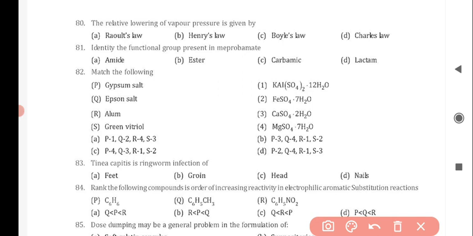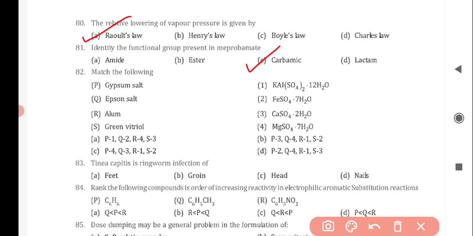Next question is, the relative lowering of vapor pressure is given by, and the correct answer is option A, Raoult's law. Next question is, identify the functional group present in meprobamate, and the correct answer is option C, carbamate. Next question is, match the following.